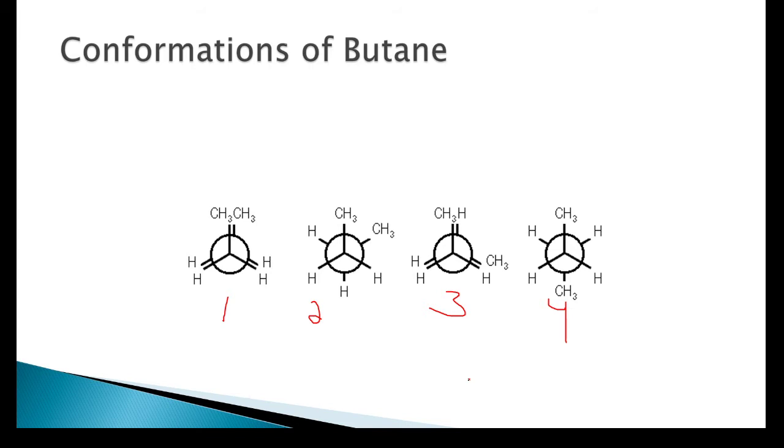Ideally, butane is sitting there and we are looking at the second and third carbon, looking down that bond right now. Here's carbon 1, here's carbon 2, here's carbon 3, here's carbon 4. Which formation would be the least energetic? Yep, Keith, you are 100% right. 4 would be the least, and 1 would be the most.